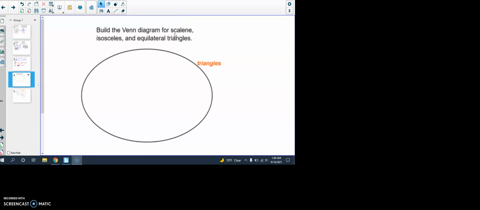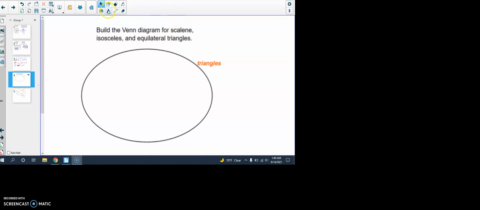So if you go back to the definitions for chapter 1, there are actually only 3 side lengths that we use for triangles, and those are scalene, isosceles, and equilateral, just as there are also 3 angle names for triangles, and that would be right, acute, and obtuse.